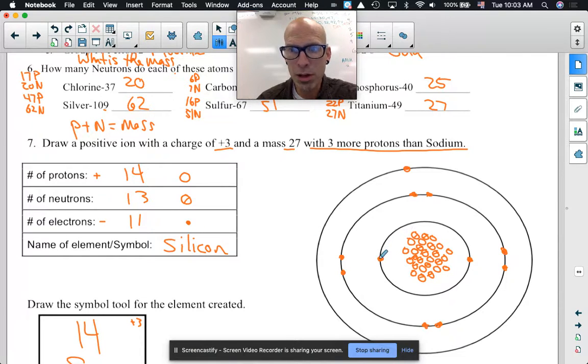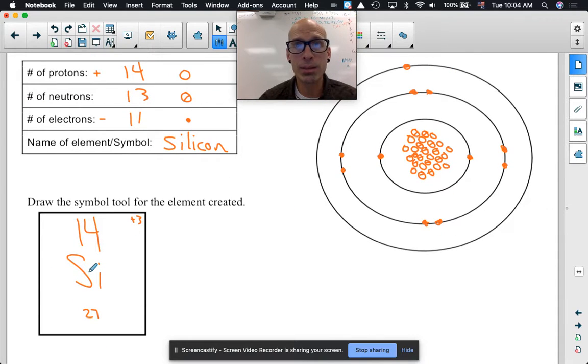Now notice I have one here, one here. The first level only holds 2. Then I have 2, 4, 6, 8. I have 8 in the second level. That gets me to 10. And my 11th one then has to go out in the third level. That's going to be critical. You have to remember that the first level only holds 2. Second level holds 8. Anything beyond 8 has to be in the third level. And if you have beyond 8 and 8 and 2, if you have beyond 18, then you've got to go out to the fourth level. Okay? Everybody got that? Hope you have that.